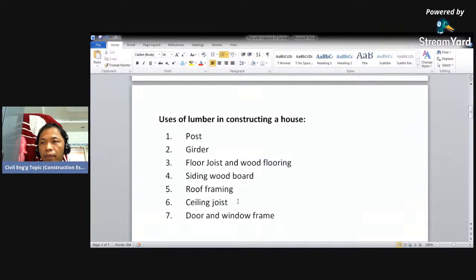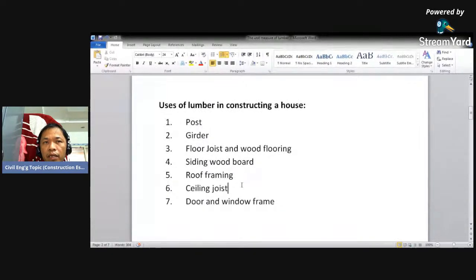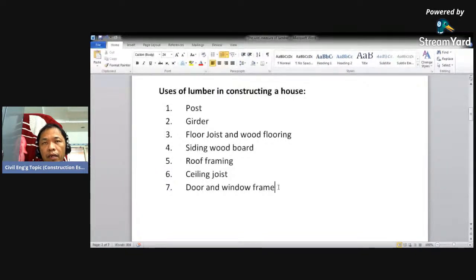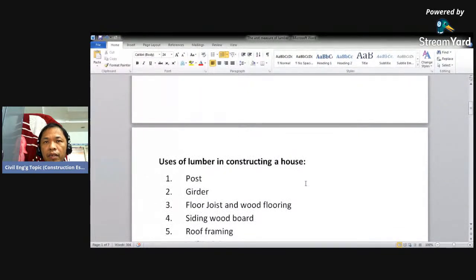Karamihan noon ginamit natin yung wood. But some of the people now who are constructing their house, they're using steel trusses. But mayroon pa namang gumagamit ng wood or lumber. So lumber we can use also in ceiling joists. Yung tayo ng kisame. We can use it also as door and window frame. Okay. So this is the uses of lumber in constructing a house.